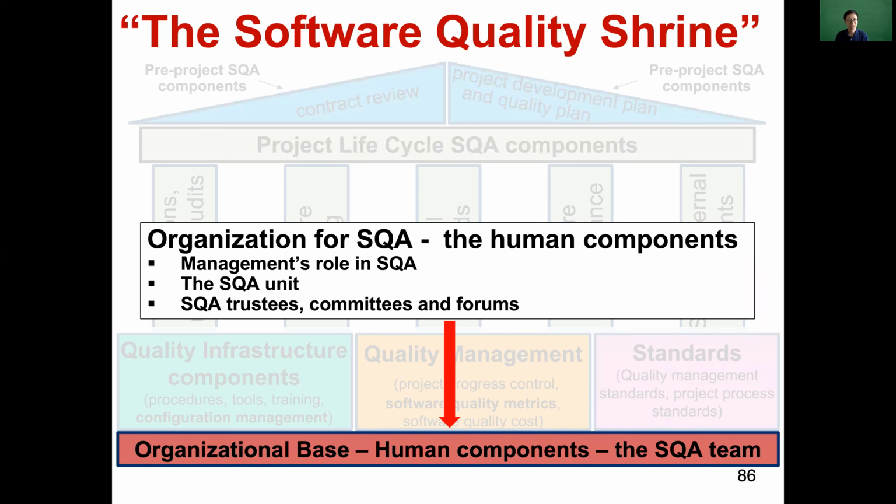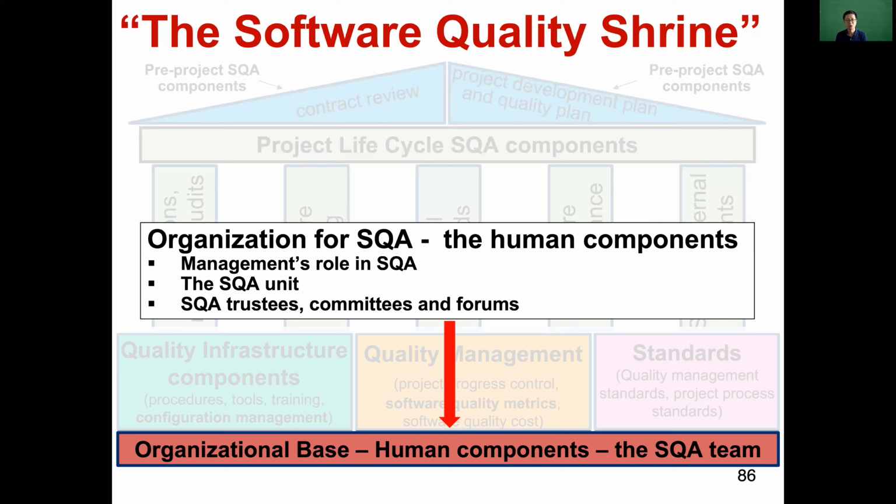The base component is the organizational base, the human components. This component includes the specification of management's role in software quality assurance, such as how the CEO and the higher management of the company should do their part to ensure the quality of the software. The second element is the SQA unit or the SQA team, usually the QA team. It also includes the SQA trustees, commitment, and forums. These are people outside of the SQA team who are interested in SQA or closely associated with the SQA team.